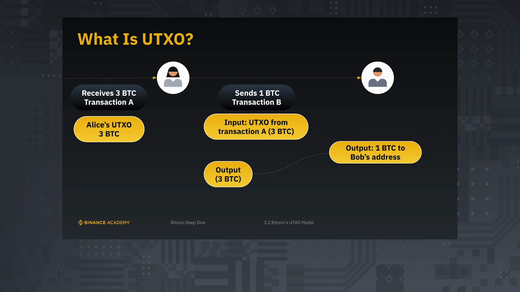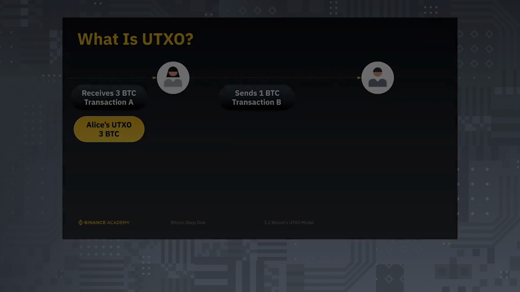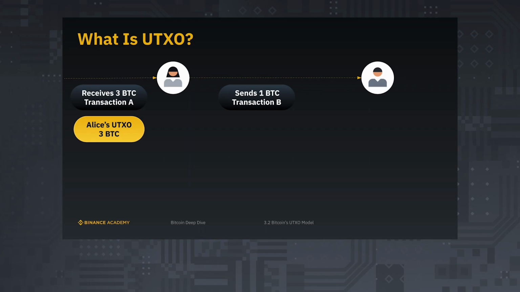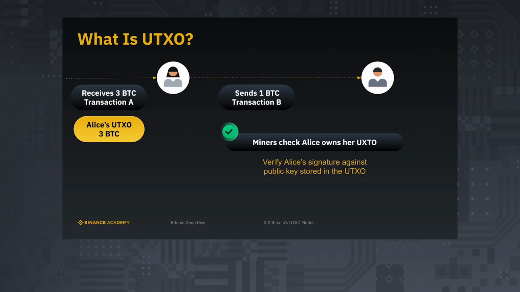However, Alice needs to account for the remaining 2 Bitcoins from her original 3 Bitcoin UTXO because the entire amount of the input must be accounted for in the UTXO model. To do this, Alice creates a second output that sends the remaining 2 Bitcoins, which is called change, back to herself. Before the transaction can be added to the blockchain, it has to be validated by the network. Bitcoin miners will check that the UTXO Alice is trying to spend actually exists and belongs to her, which they do by verifying her digital signature against the public key stored in the UTXO.